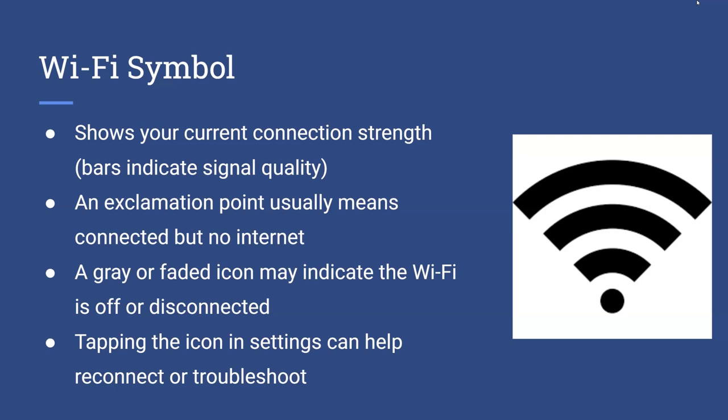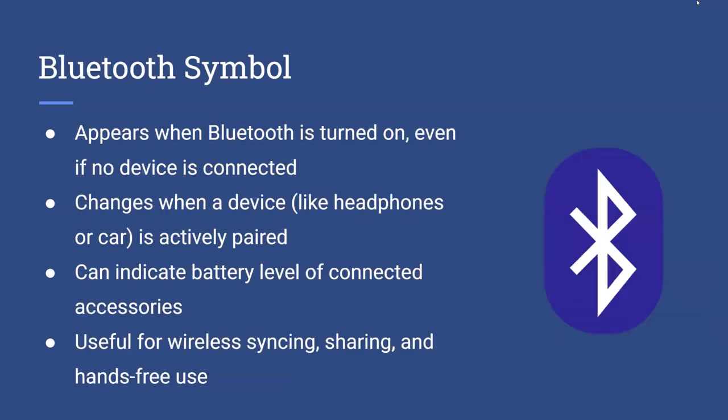Tapping the icon in settings can also help you reconnect to troubleshoot. Often if you tap on it from the control center, when you swipe to the right on iPhones, you can basically tap or long press on that Wi-Fi icon. Then you can get an option to see all of the different networks that are available. So in essence, that's the Wi-Fi symbol. It shows the strength of your connection, not the speed, but basically how close you are. And an exclamation point in the middle means that you don't have a connection that's working.